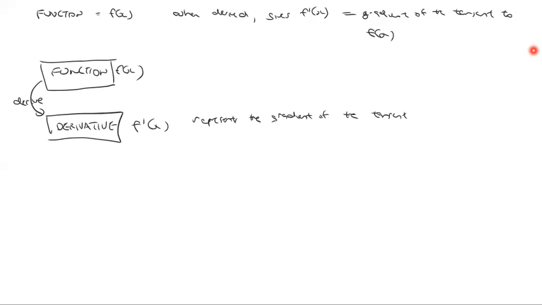Now, I want you to think of a few particular cases. Specifically, what could we determine if the first derivative is positive? What does that mean? If the first derivative is negative, what does that mean? And if the first derivative is equal to zero, what does that mean? So think about it. The first derivative represents the gradient of the tangent to the curve. Now, if we say the first derivative is positive, what does that mean?